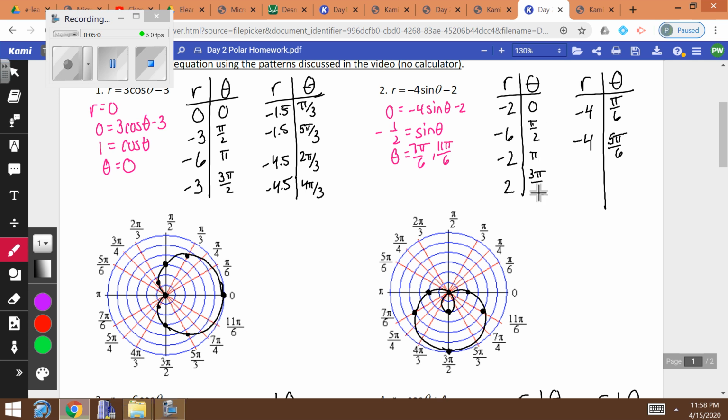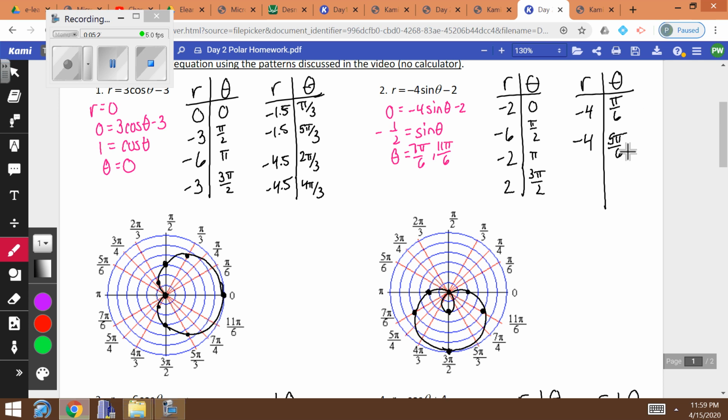So again, I picked my normal points. Here we know that the sine of 0 this time is 0. That's why we get -2. Sine of pi over 2 is 1. That gives us -6. Sine of pi is 0. We get -2. Sine of 3 pi over 2 is -1. We get +2. So that's how we graphed some of those main points here.